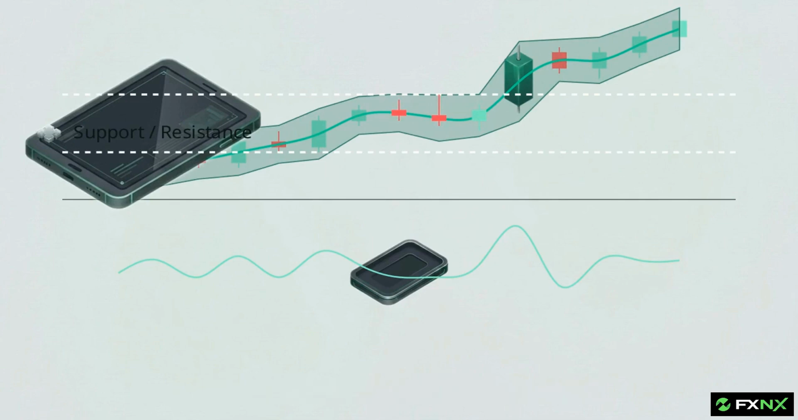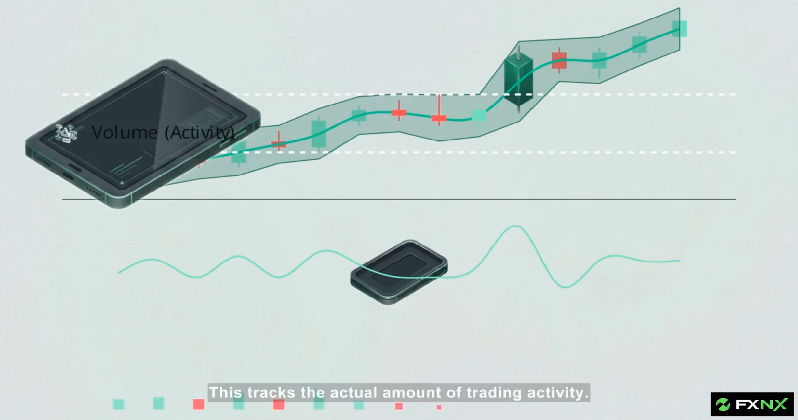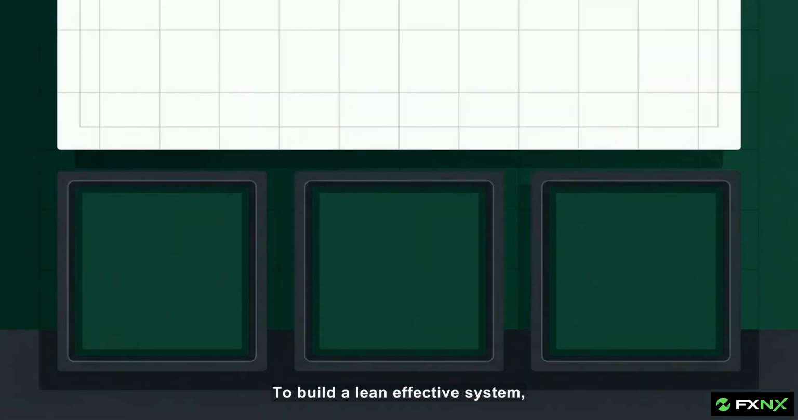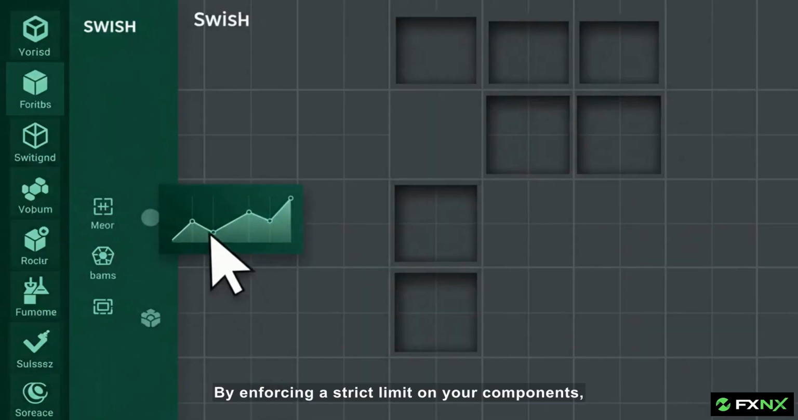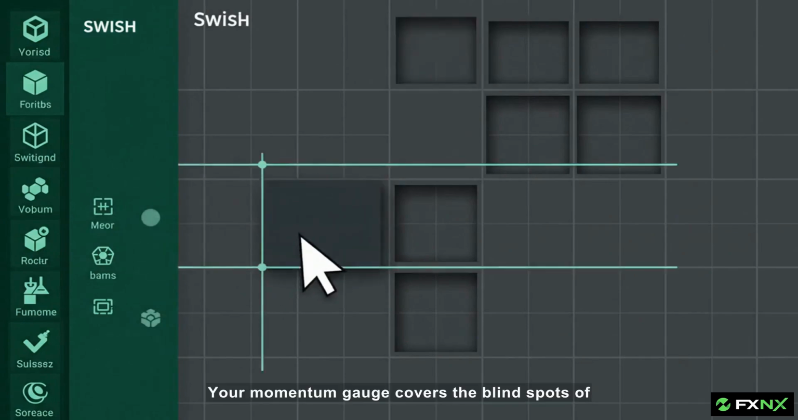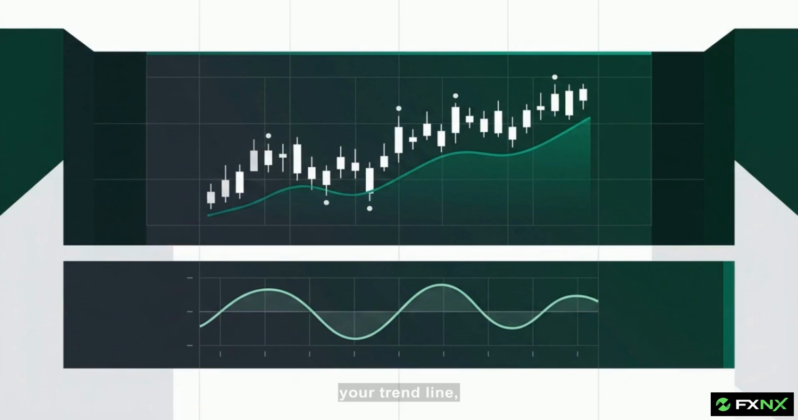Finally, we have volume. This tracks the actual amount of trading activity. A price spike matters a lot more if a surge of market participation backs it up. With these categories defined, we can apply the one of each rule. To build a lean, effective system, you select a maximum of one indicator from each necessary functional category. By enforcing a strict limit on your components, you guarantee that each tool does its own distinct work. Your momentum gauge covers the blind spots of your trend line, cutting out the mathematical overlap.